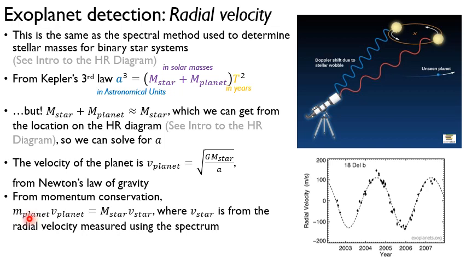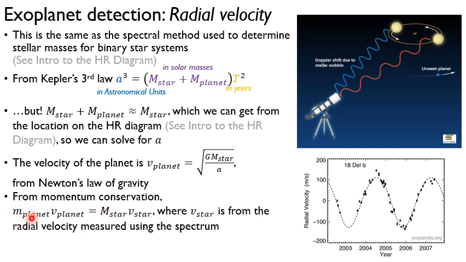And this tells us that the momentum is conserved, so the mass of the planet times the velocity of the planet is equal to the mass of the star times the velocity of the star. Now, we've already measured the velocity of the star from this radial velocity diagram, right? We can determine what its velocity is. We get the velocity of the planet, as we talked about here, and the mass of the star is from the HR diagram, and so you can use all of this to solve for the mass of the planet.